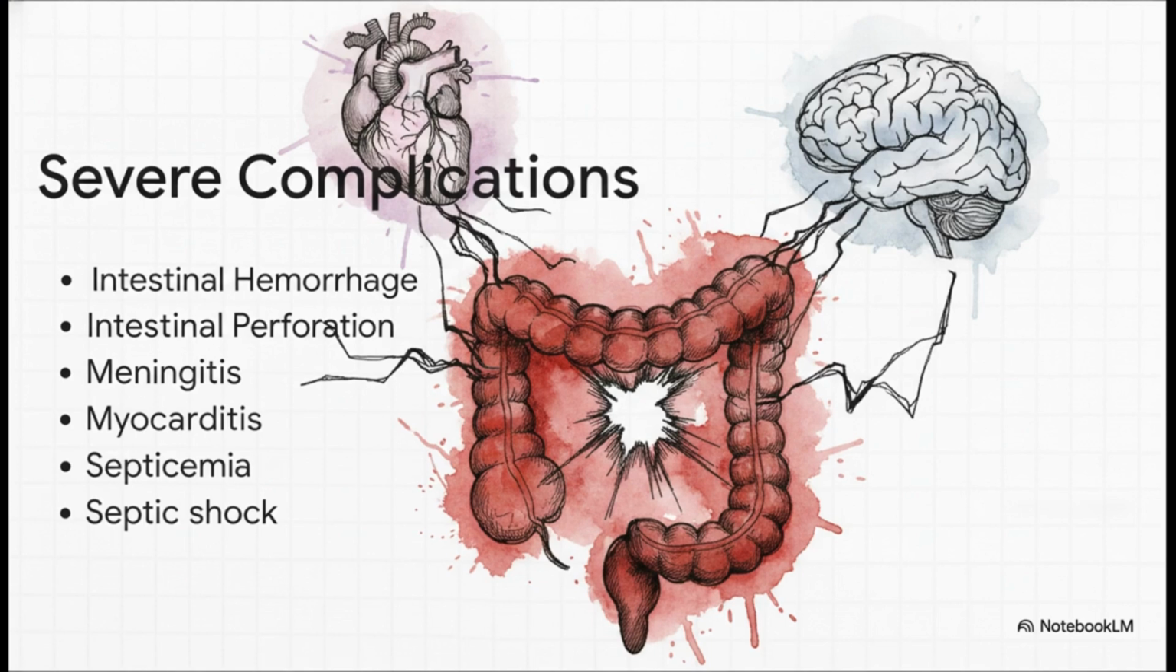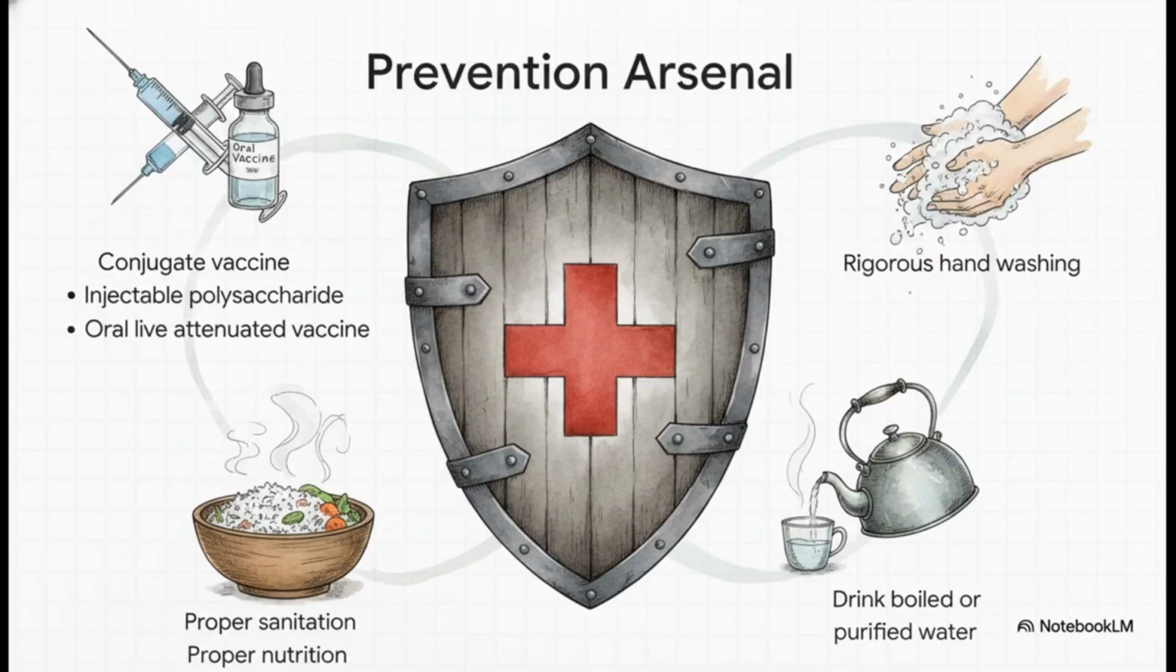Intestinal hemorrhage. The bacteria can cause bleeding ulcers. Intestinal perforation, even worse, where the bacteria literally create a hole right through the intestine. This is an absolute medical emergency, causing severe abdominal rigidity, rapidly leading to deadly septic shock. Systemic spread. The infection can even spread to the brain, causing meningitis, or to the heart, causing myocarditis. It's incredibly serious. But prevention, my friends, is our absolute strongest shield.